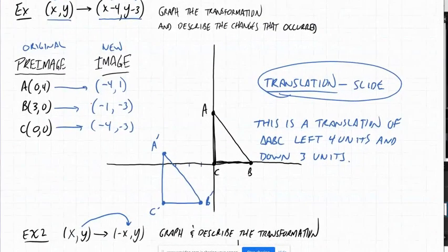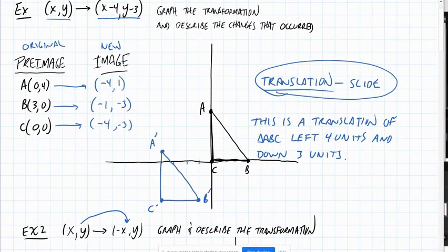Okay, looking at example 1, it looks like lengths are preserved. That length and that length, those are both 3. These lengths are both 4. Okay, so it looks like distances are preserved. Angles look like they're preserved. That angle and that angle are the same. That's a right angle and that's a right angle, and so on.